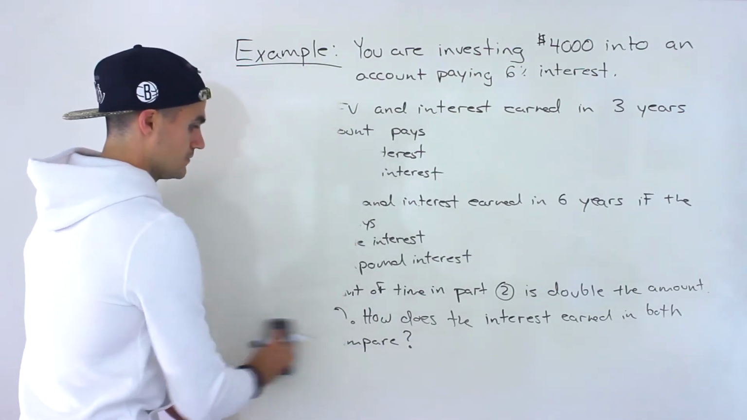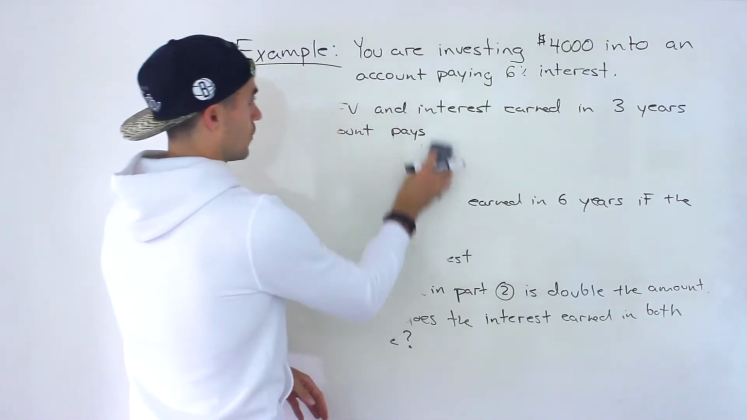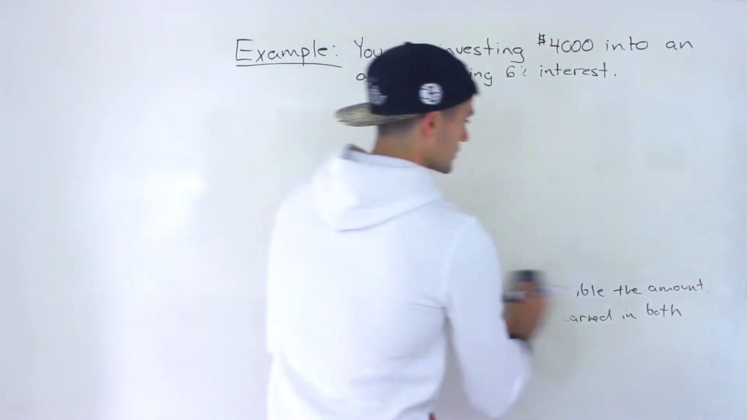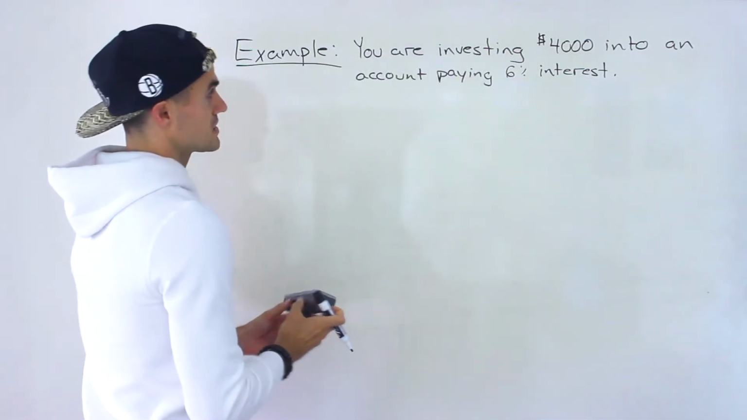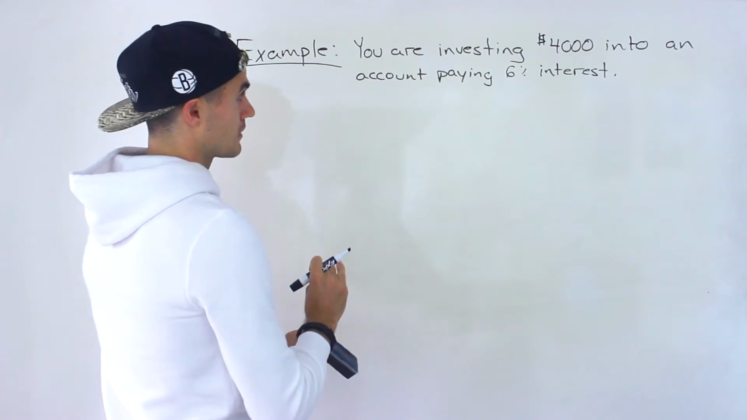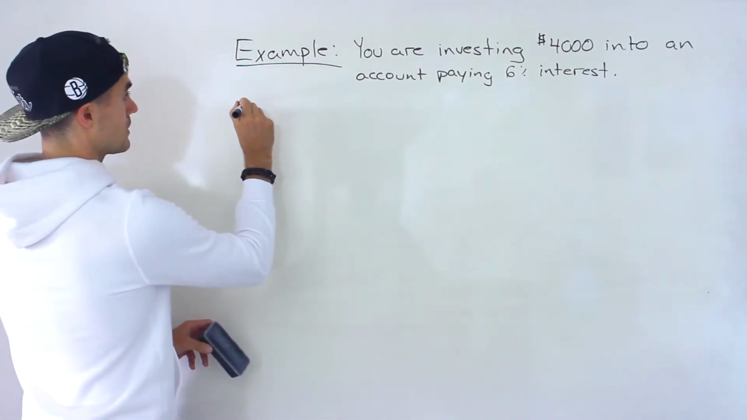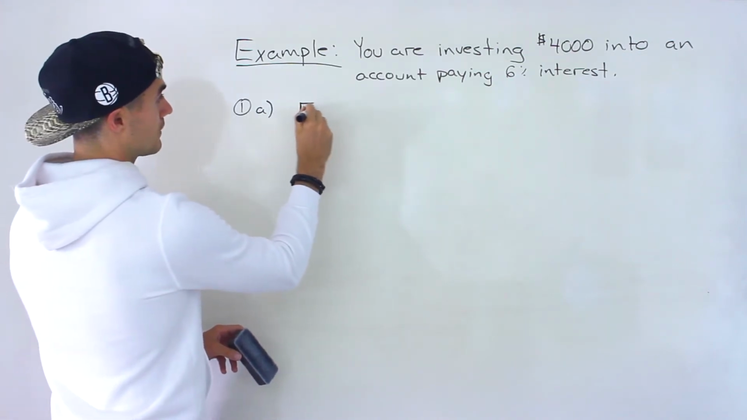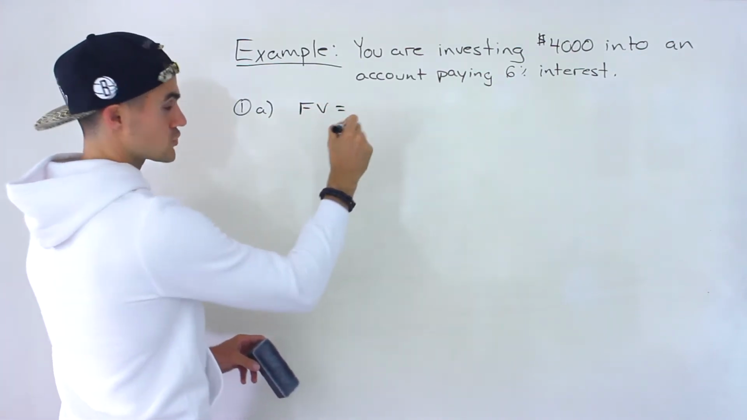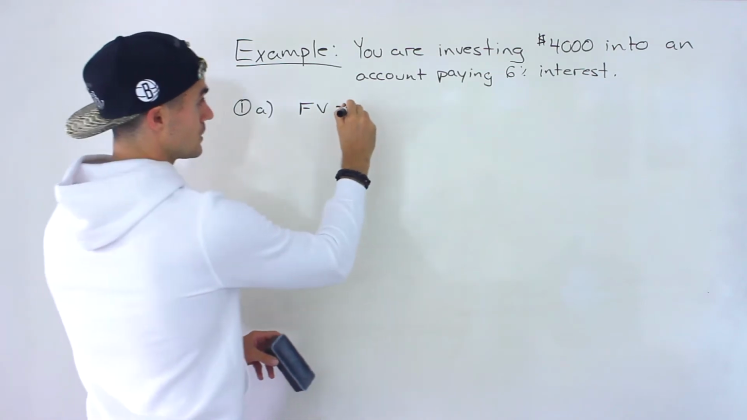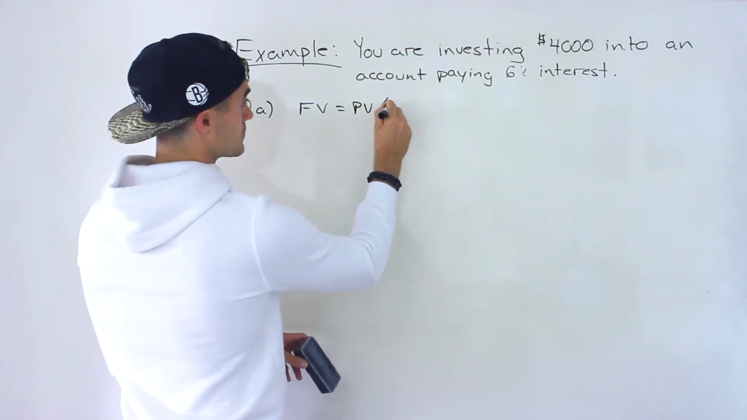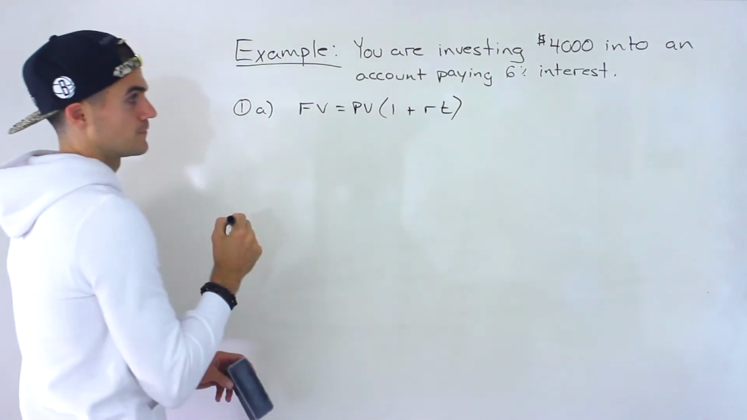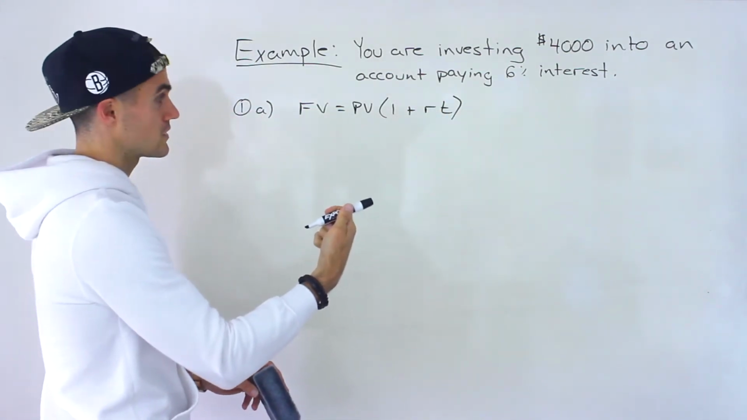Starting with number 1, we're dealing with a time period of 3 years. And so we got to do both simple interest and compound interest. So let's start with the simple interest. Now, the future value, if we're dealing with simple interest, what's the formula? It's future value equals present value times 1 plus R times T, the interest rate times the number of periods.